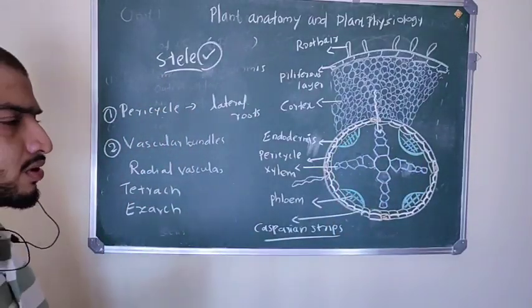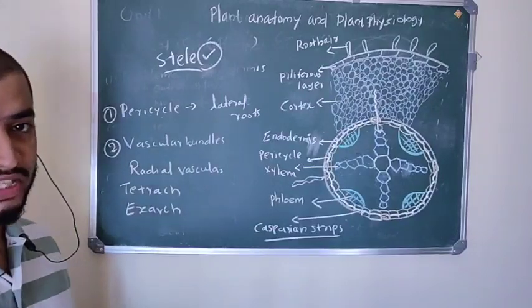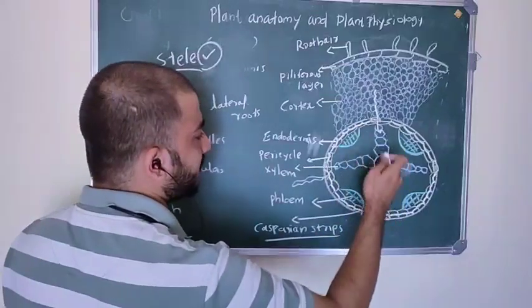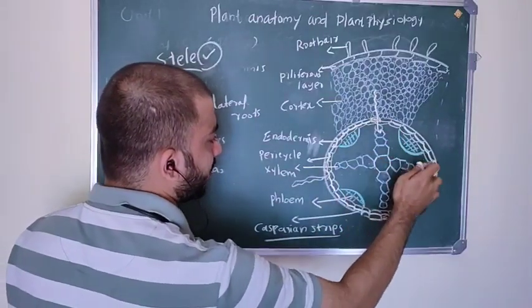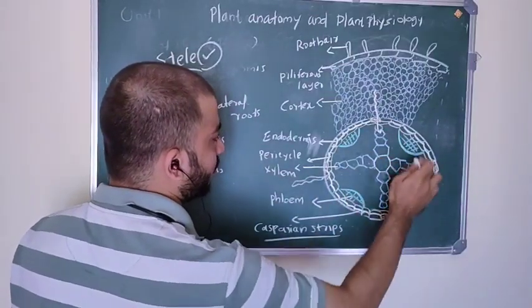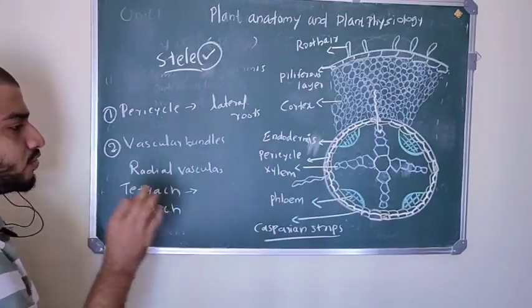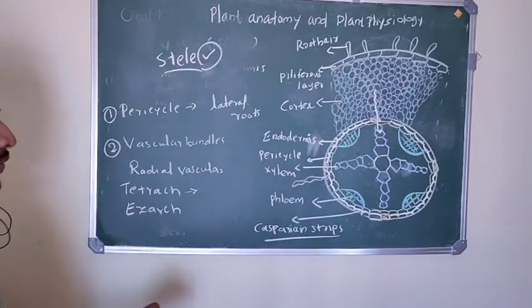How many xylem tissues are present here? 1, 2, 3, 4, and phloem 1, 2, 3, 4. This condition is called tetrarch. So the vascular bundles in the dicot root are tetrarch.